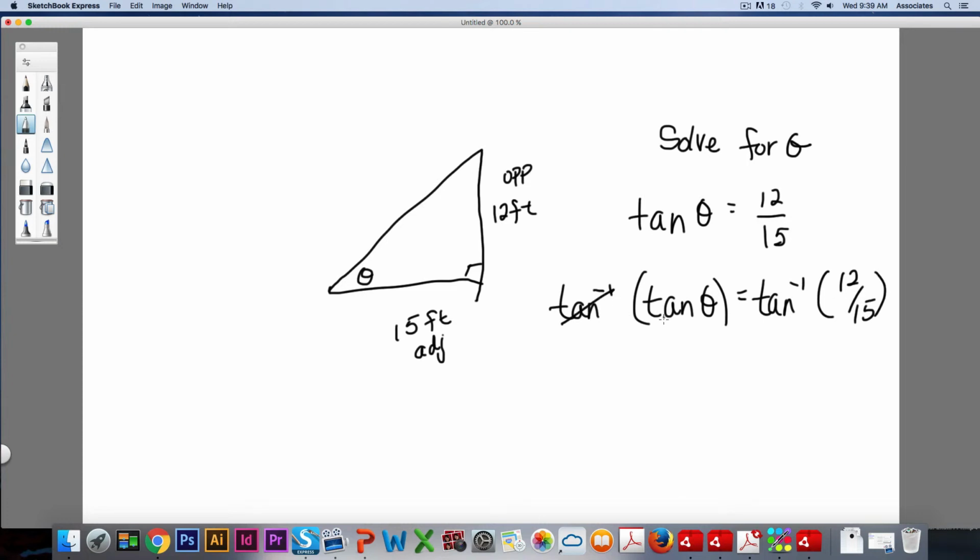These cancel, so I get theta, and in your calculator, push in inverse tangent of 12/15. All right, if you do it properly, I checked on my calculator, I get 38.7 degrees. So double check and make sure if you can do that math in your calculator, and pause the video if you need to.